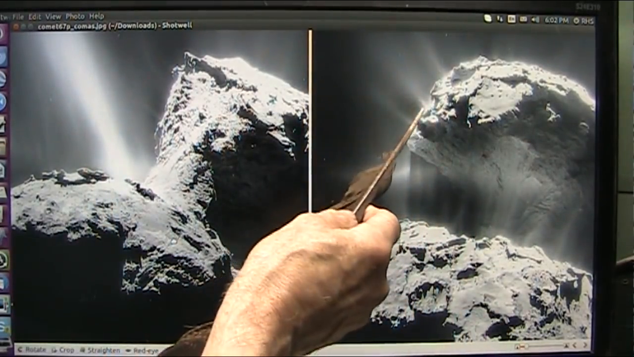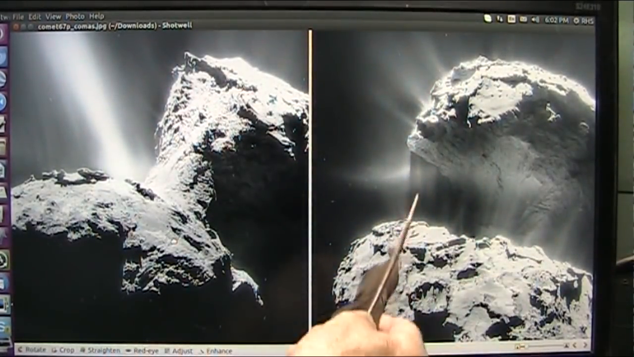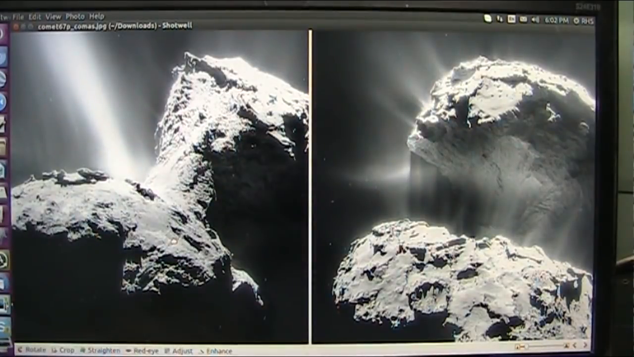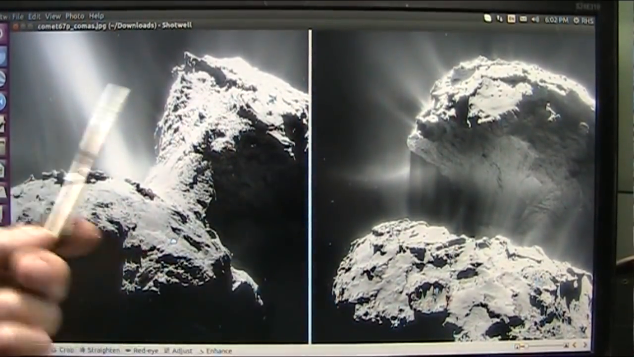They're shooting out of the blood vessels. This isn't dust just blowing off. These are blood vessels that are blowing off the gases. And when the astronauts walk in space, they say it smells like steak.